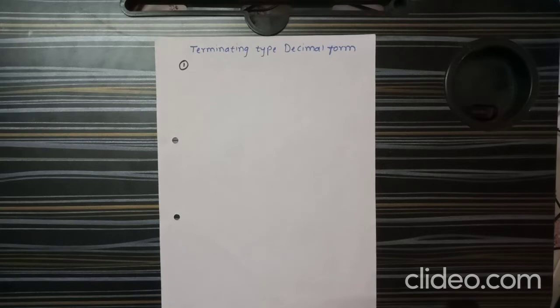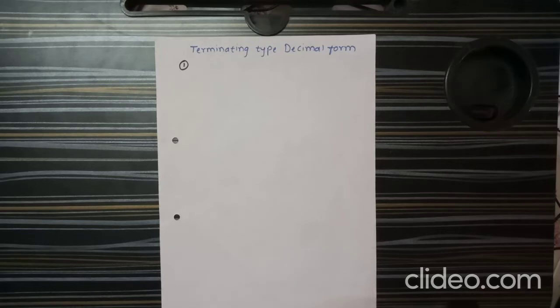So terminating type decimal form means while performing the division to convert a given rational number into a decimal form, after certain iterations that division will come to an end, it will halt. Such a decimal form is called a terminating type decimal form. Means the division is going to stop and we obtain the answer after a certain fixed number of iterations. So let's start solving the example so that you will understand this concept pretty easily.